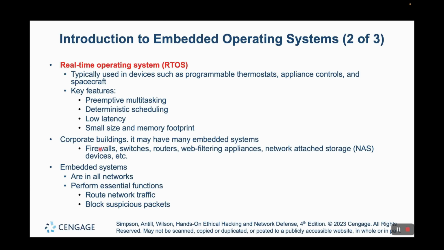Here also, you could see it in corporate buildings, for example, in many embedded systems like firewalls, switches, routers, web filtering, and NAS. Embedded systems are all over the networks. They perform essential functions to route network traffic and block suspicious activities as well. So you can see it everywhere you interact.